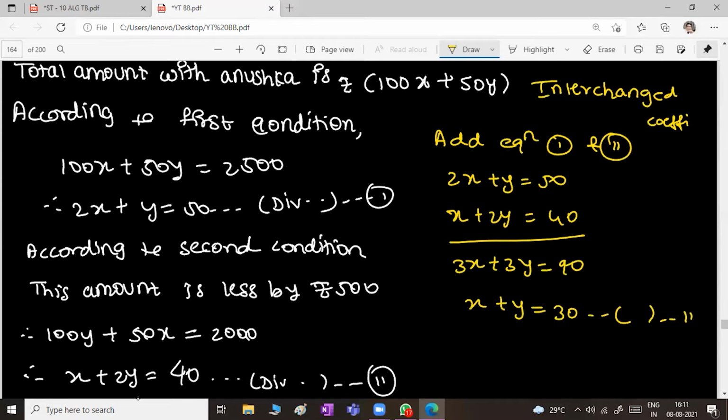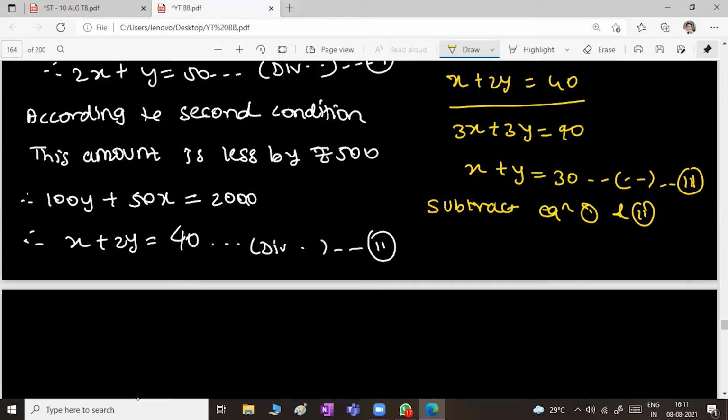Dividing by 3. The reason is to be written, and here is equation number 3. Now subtract 1 and 2. Since it is the interchange coefficient method, subtract equation 1 and 2. So here you will get 2x plus y is equal to 50 minus x plus 2y is equal to 40.